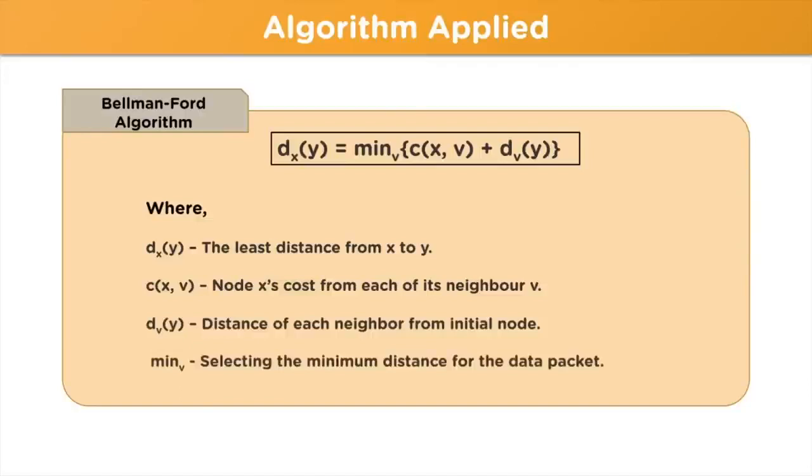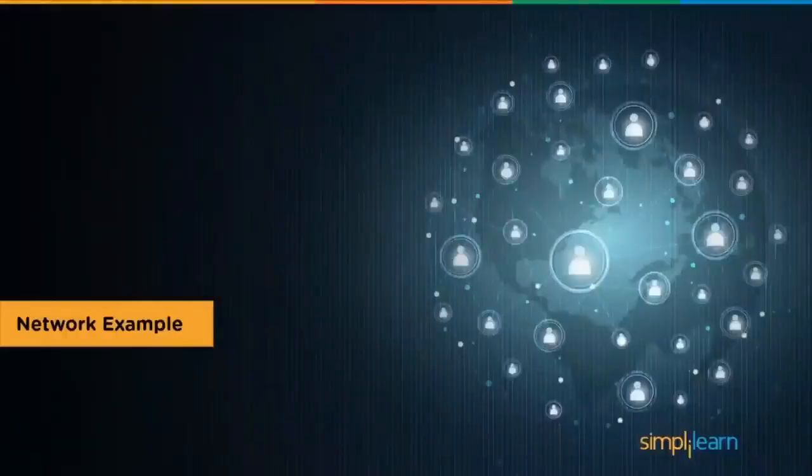And lastly, min of v. This is an abbreviation we use to determine the shortest vector after the solution is obtained using the algorithm. In the next heading, that is network example, we will understand all the points used in the algorithm.